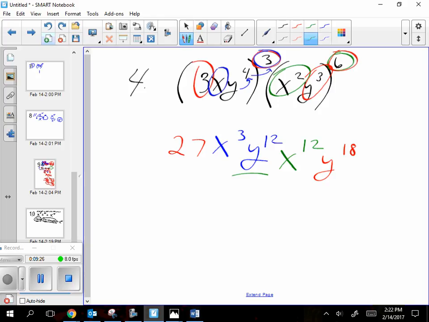Now I should put together the things that are alike. This and this are alike. The x's, you know. And so your final answer you can get. I think I shouldn't help you anymore on that.